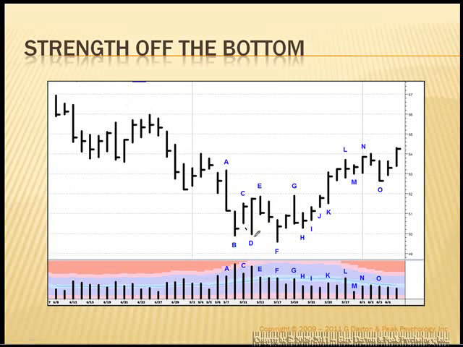What do we see on bar C? Let's talk about that. What happens there? What happens on bar C? How do we describe it? What does it mean? Average size up bar, closing on the highs, and the volume is high still, right?